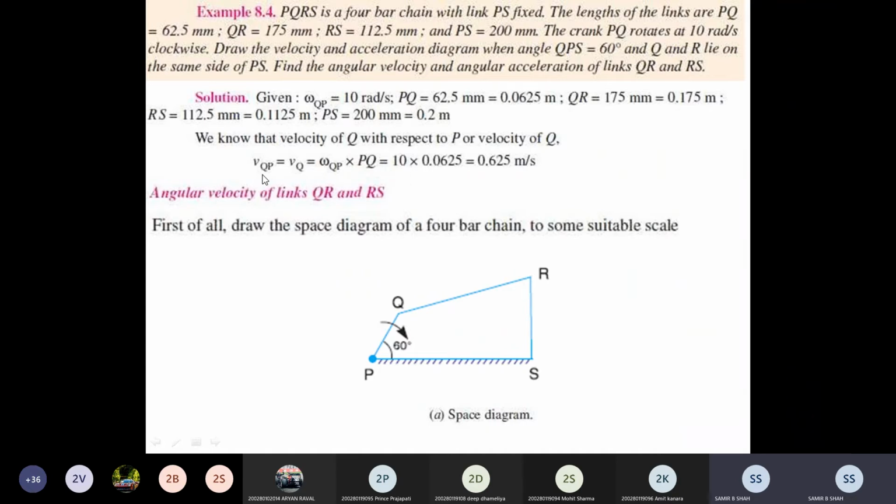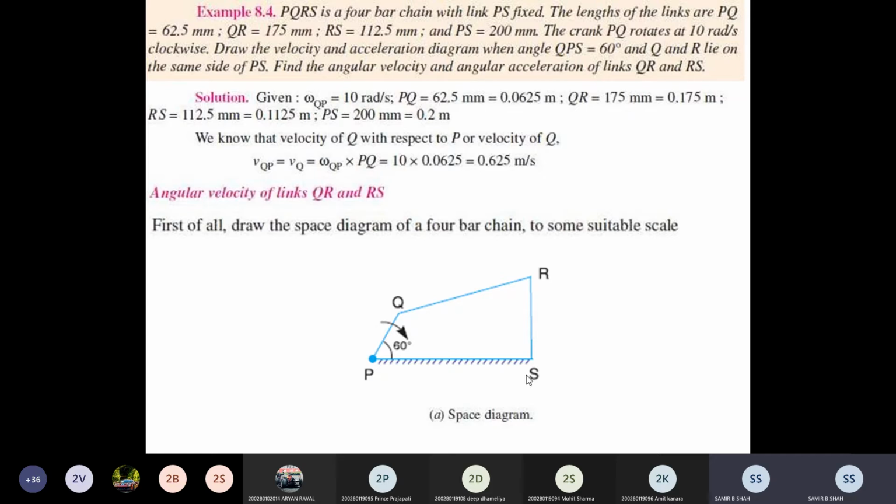So we get that velocity of PQ is equal to R into omega. So 10 into 0.0625 is 0.625 meter per second. We have the velocity of this link equal to 0.625 meter per second. Now the remaining links, QR and RS, we have to find. We know that this is the fixed link. So whichever link is fixed, we know that the velocity of that link is 0. At that time, P and S are both considered as one point.